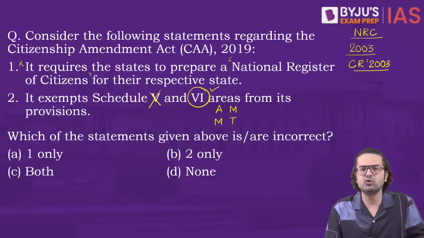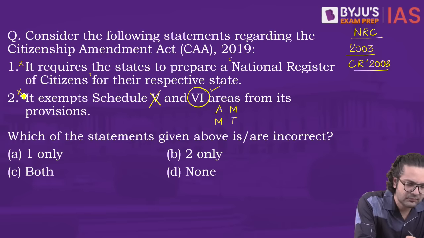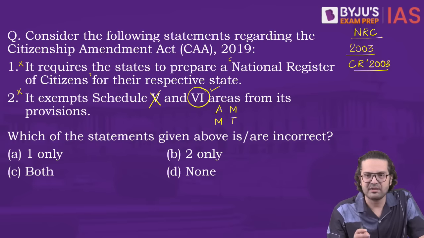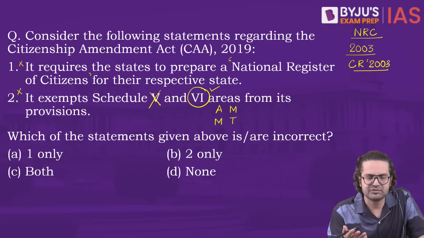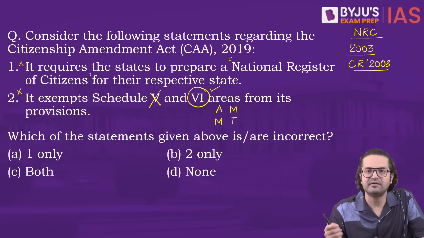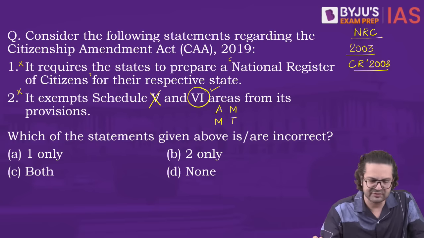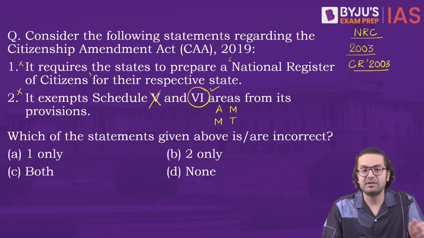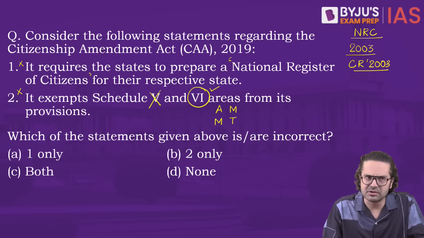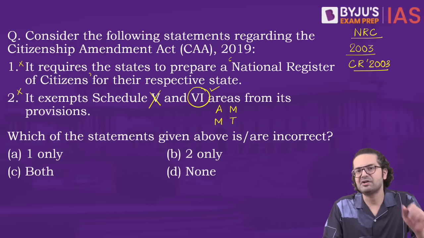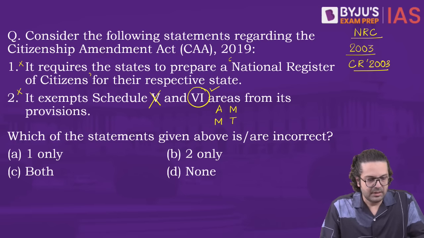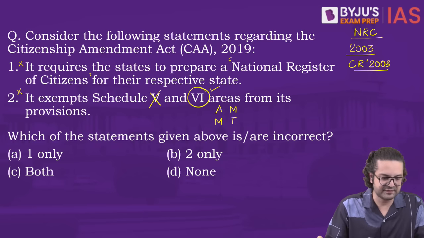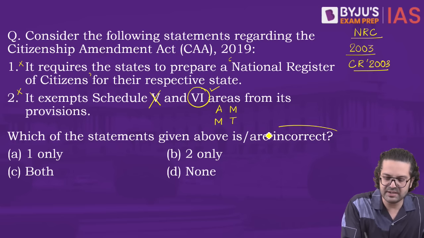So 2 is wrong. Schedule 5 areas are primarily districts or even smaller areas, scheduled areas in 10 states across the country. Those 10 states are Andhra Pradesh, Chhattisgarh, Gujarat, Himachal, Jharkhand, MP, Maharashtra, Odisha, Rajasthan and Telangana. Anyway, so both statements are wrong.